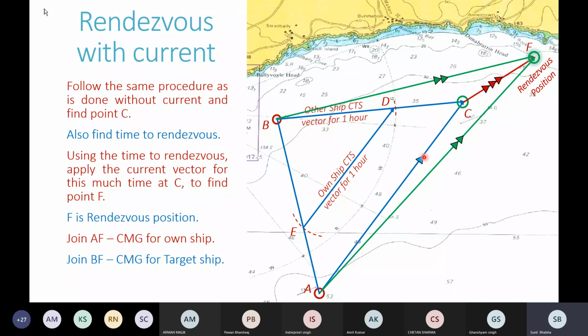Now, if you want to obtain the time to rendezvous, whatever time you had calculated earlier, that time is going to remain the same. There will be no difference at all, because this triangle Alpha Charlie Foxtrot is basically for the same duration which we had calculated earlier. We had found out the time to rendezvous using our course to steer vector and engine speed. So the time to rendezvous remains the same. There is no change in the time to rendezvous.